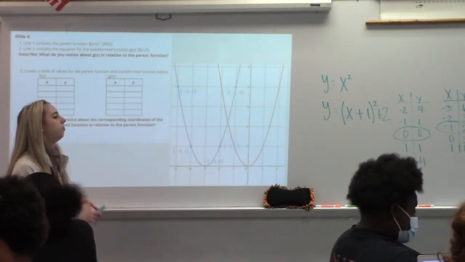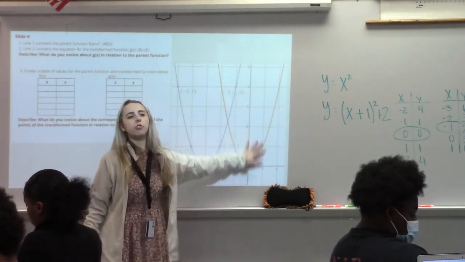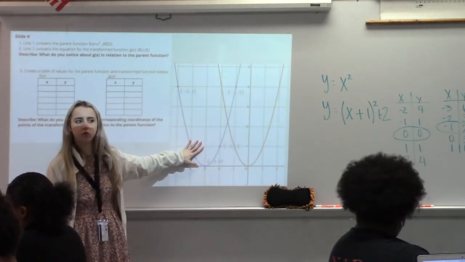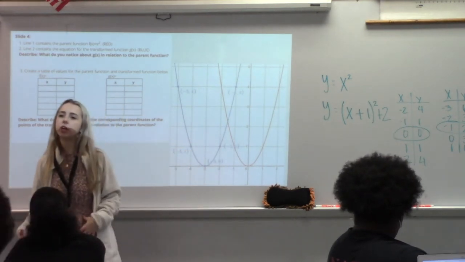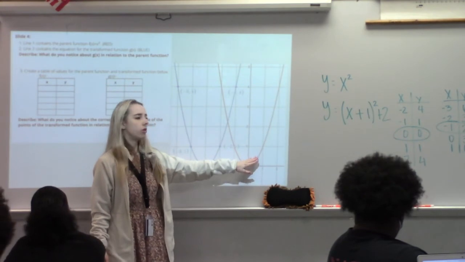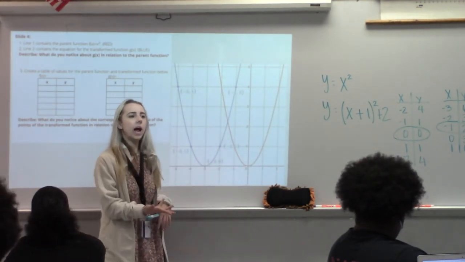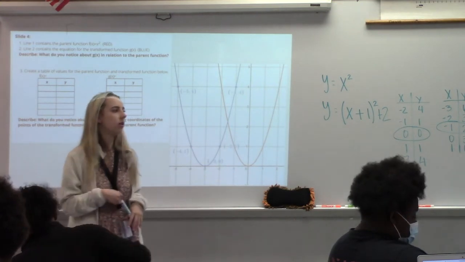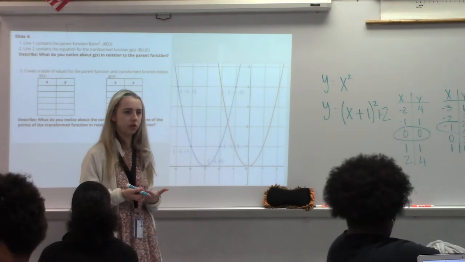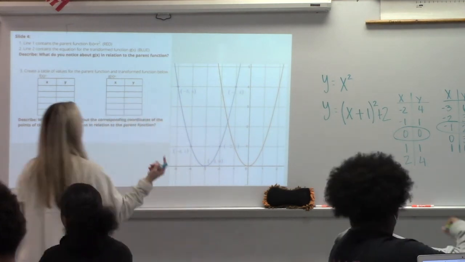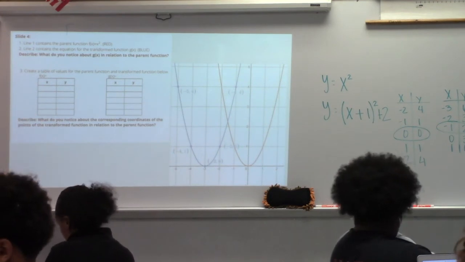Okay, so everyone can look up here. Remember the red one's my parent function and the blue one's the transform function. Okay, so what kind of transformation happened when I went from the parent function to the transform function? Okay, so I had a horizontal translation, in what direction? Right. It's -3. To the left 3, correct?